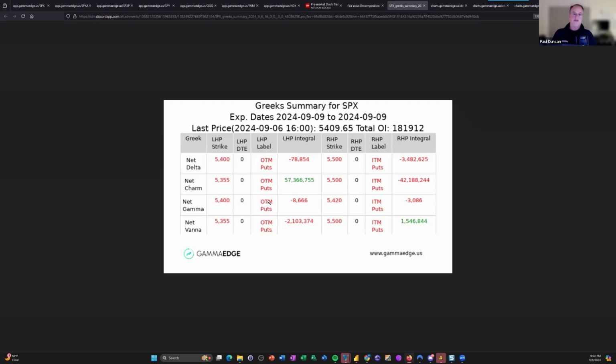Vanna is the change in volatility, the change in delta due to a change in volatility. We wrote a whole thread on this. It's up in the technical section, very detailed. The thing to realize with Vanna is that if volatility is changing, Vanna rears its head.